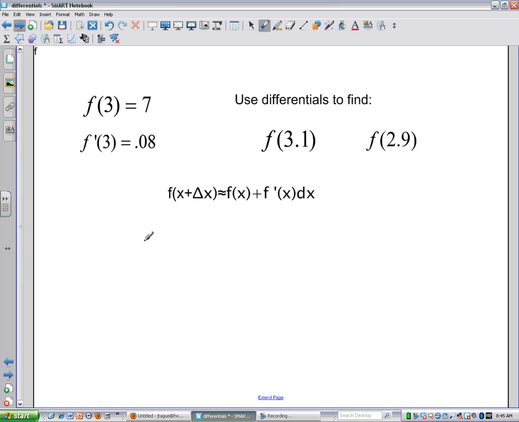Good? Super. Let's go a little faster now. So I know f of 3.